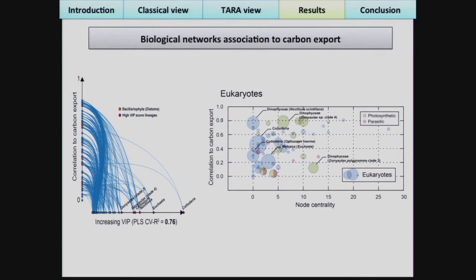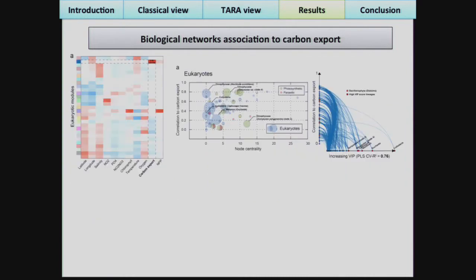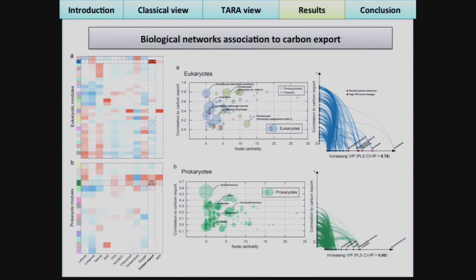But if you look at the species that come out, diatoms are there, but they're not as important in that network as you would think. Some are, for example, the radiolarian that Fabrice is going to talk about. We did the same analysis for the prokaryotes, because we already know a lot about prokaryotes, but we don't know much about the eukaryotes.